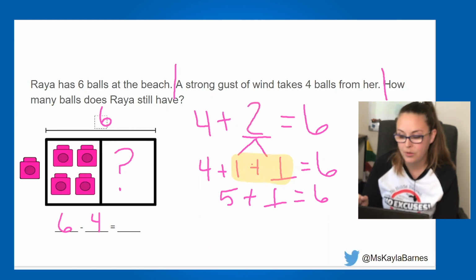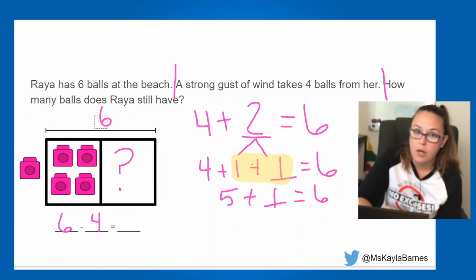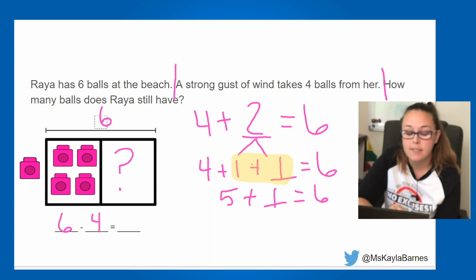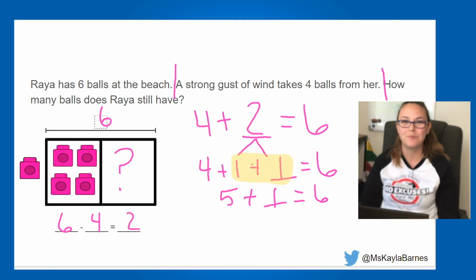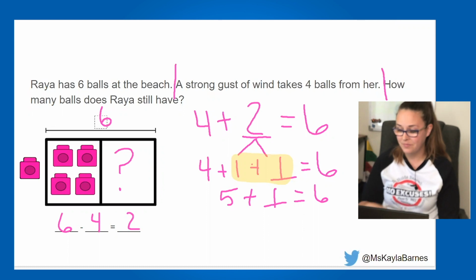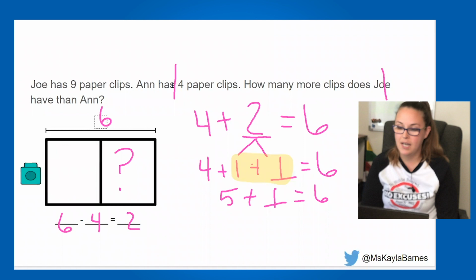So 4 plus 2 equals 6. So going back to our subtraction problem, 6 minus 4 equals, and now we know that that equals 2. Great job. I've got one more problem to show you today, but we don't have time to solve it.